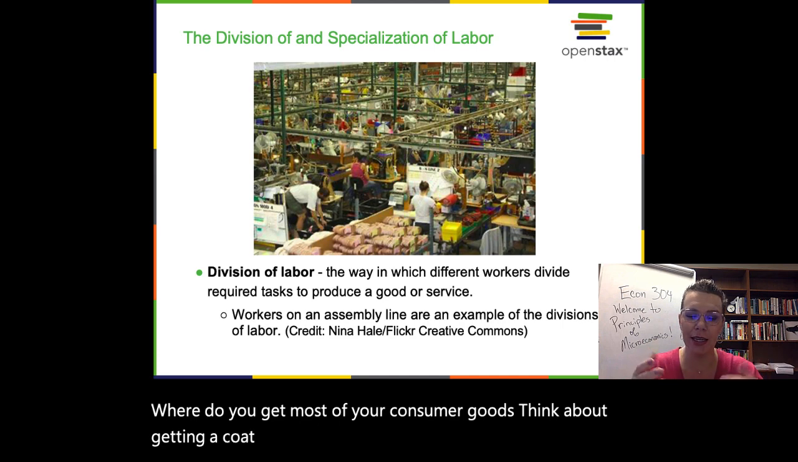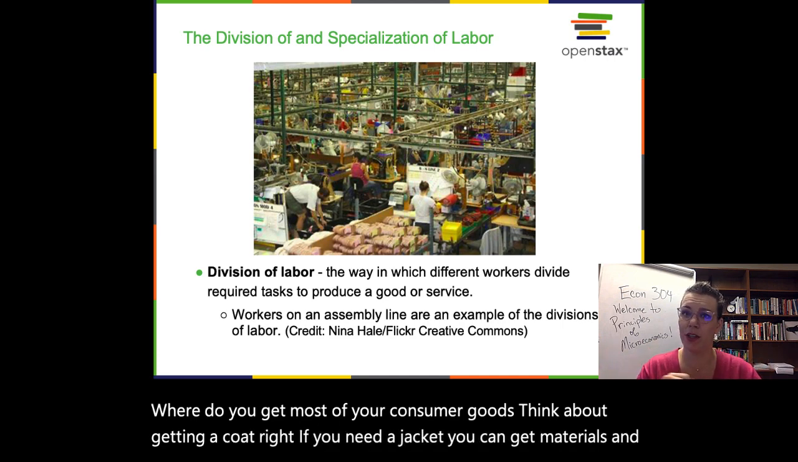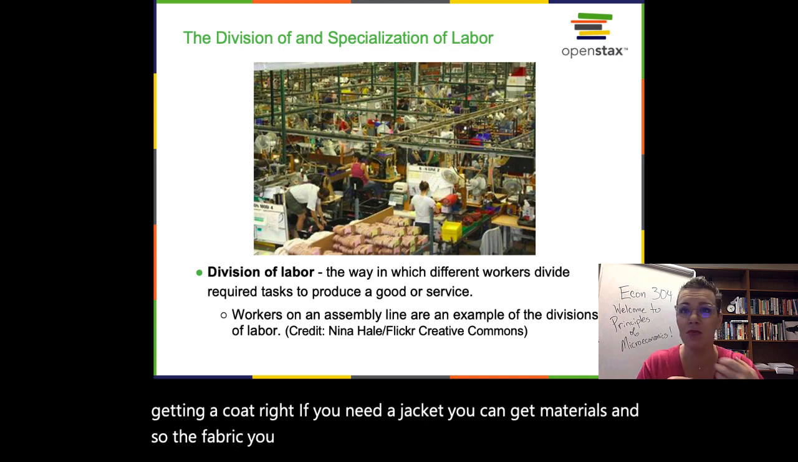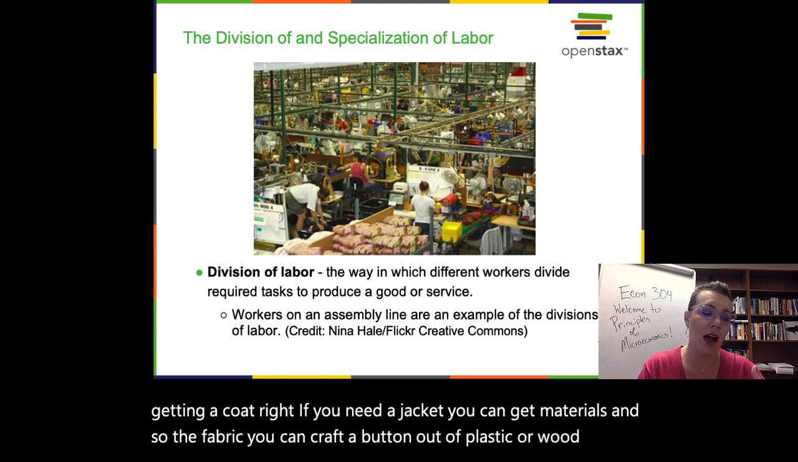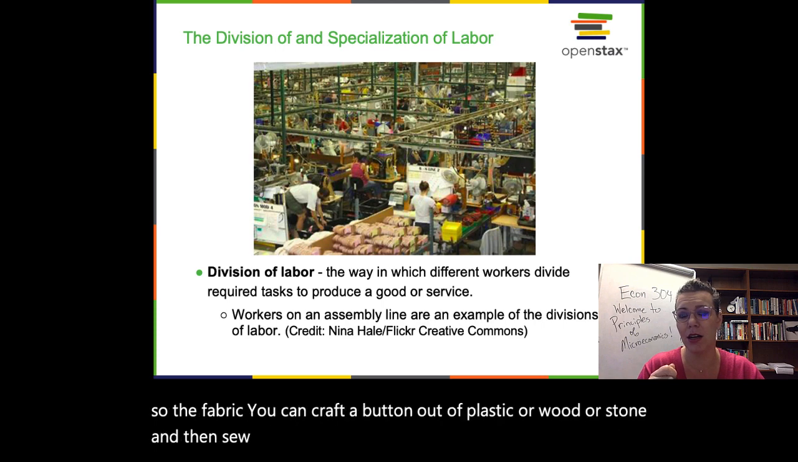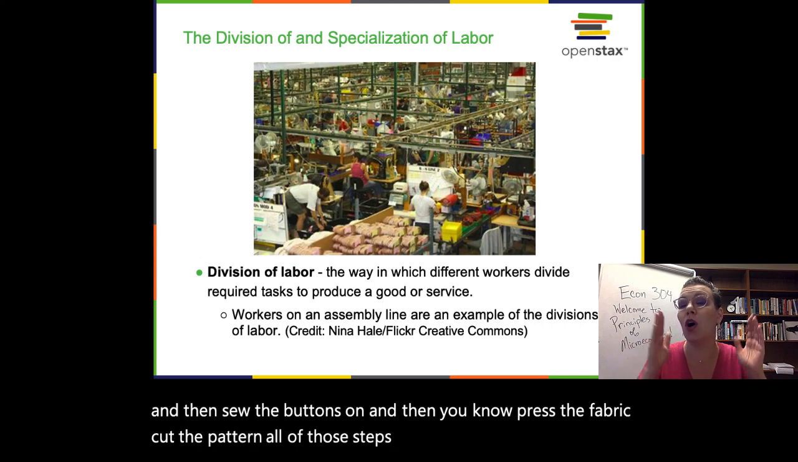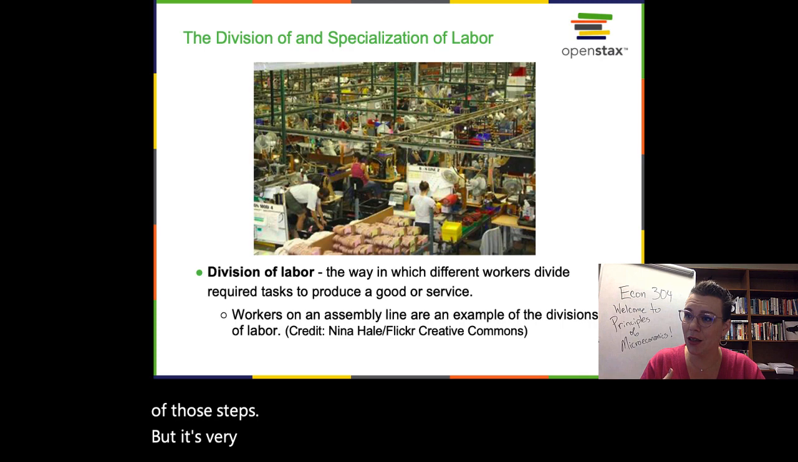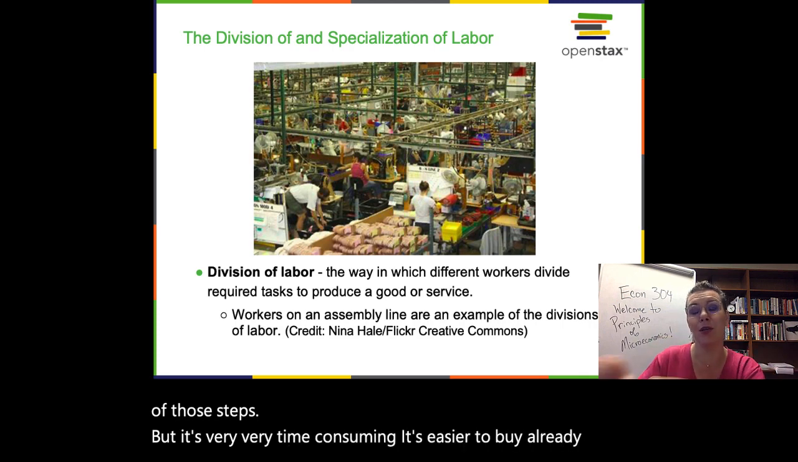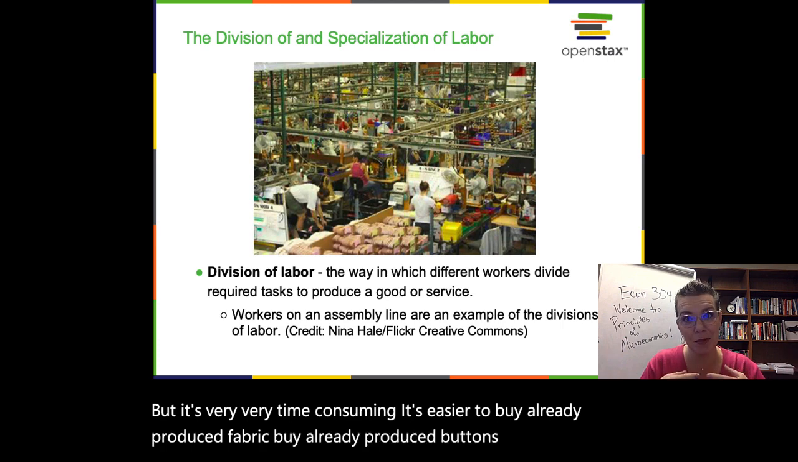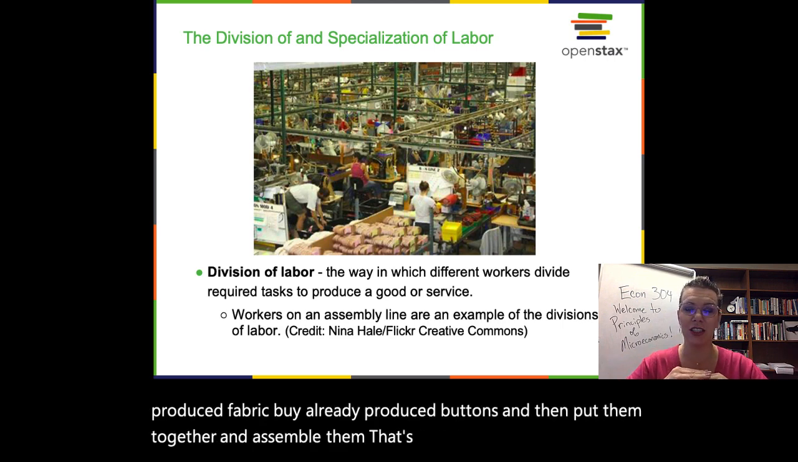If you need a jacket, you can get materials and sew the fabric. You can craft a button out of plastic or wood or stone, and then sew the buttons on, and then press the fabric, cut the pattern, all of those steps. One person can do all of those steps, but it's very, very time consuming. It's easier to buy already produced fabric, buy already produced buttons, and then put them together and assemble them. That's one level of specialization.